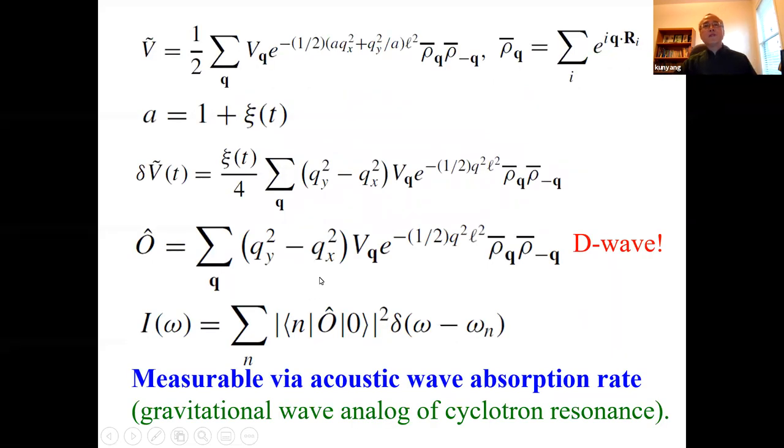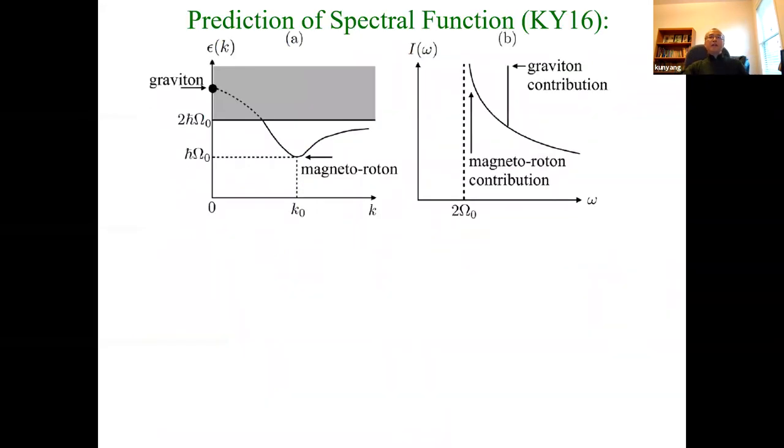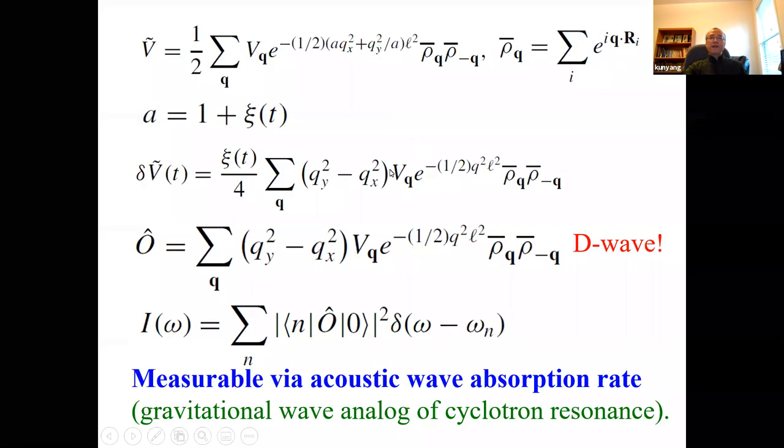I'm not going to go through the algebra, which turns out to be similar to the previous slide I showed in some detail. But the key point is that the coupling between the oscillating metric and the electron gas is a d-wave coupling. It's actually of the d_{x²−y²} form. If we have a graviton collective mode, it should be detectable via the absorption rate of the acoustic wave, and it should show up as a resonance, very much like a cyclotron resonance if you shine electromagnetic waves through the 2DEG. So the prediction is that if you have this graviton, it should show up as a very sharp resonance peak in the spectral function that I showed you in the slide.